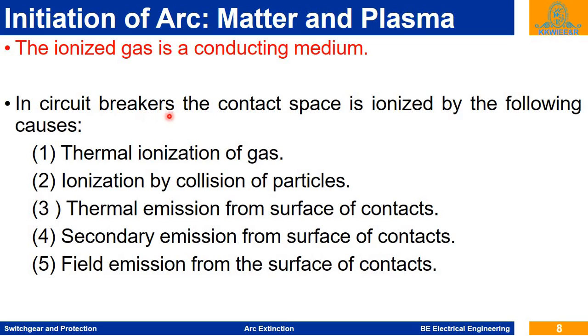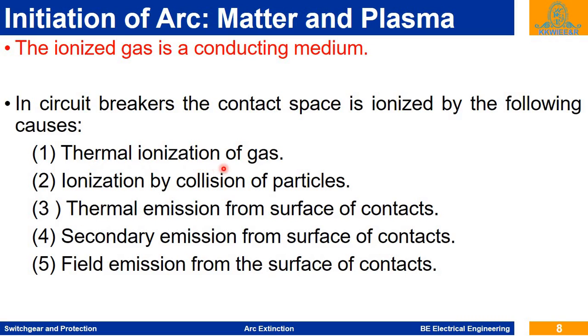In circuit breakers, the contact space is ionized by the following causes. When the contacts of the circuit breaker open, an arc is formed, and between the contacts there is an ionized conducting medium, or plasma, present in the gap. The ionization is caused by these 5 reasons.